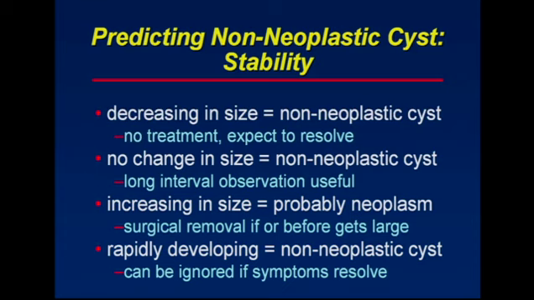And finally, if you can show that the cyst is rapidly developing, meaning that it wasn't there 3 weeks ago or wasn't there 3 months ago and now is there, it's almost certainly going to be a non-neoplastic cyst, because neoplasms do not grow like that, where they weren't there 3 months ago and now exist, at least not benign neoplasms, which is your differential diagnosis for a simple cyst in the ovary. And so if it's rapidly developing, you could ignore that cyst if the symptoms allow you to ignore it.